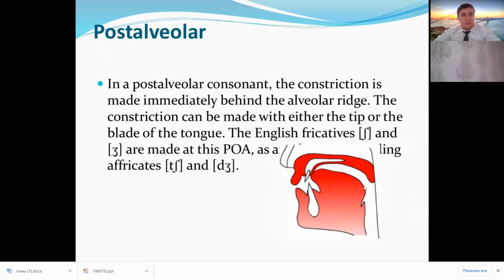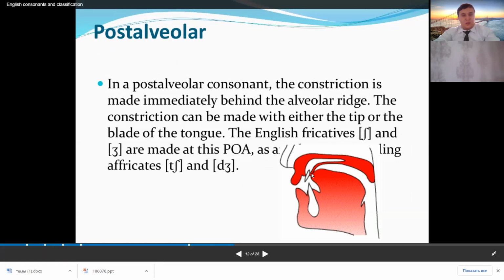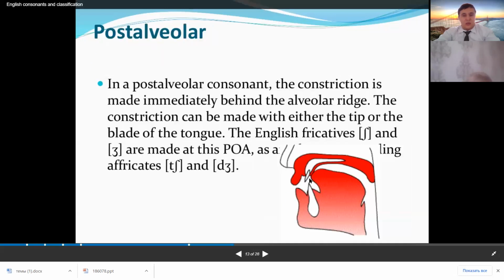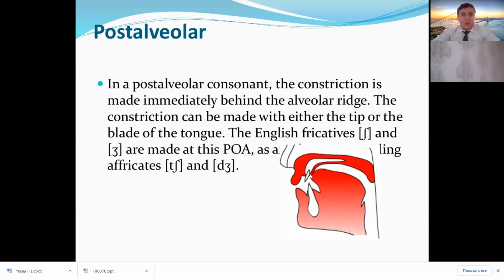And the next organs that help to produce consonants are postalveolars. In a postalveolar consonant, the constriction is made immediately behind the alveolar ridge. Here, you can easily observe the difference between alveolar and postalveolar ones. This is the alveolar one, and here we can observe the postalveolar consonants. The constriction can be made with either the tip or the blade of the tongue. The English fricatives are made at this POA.